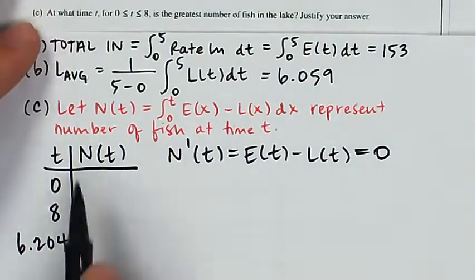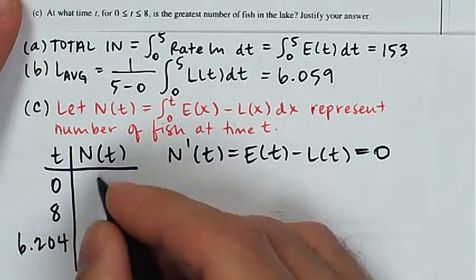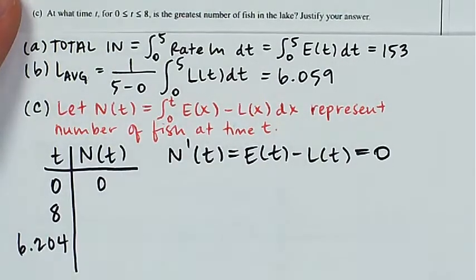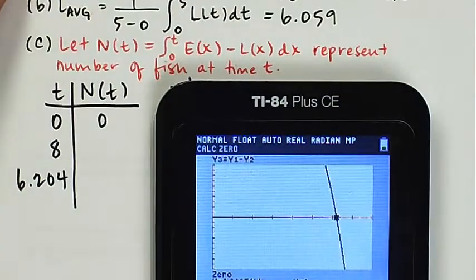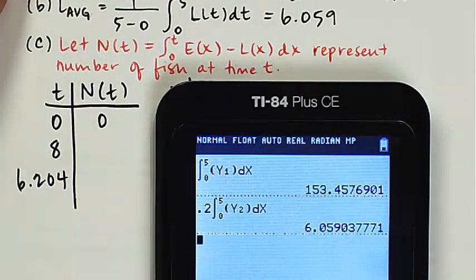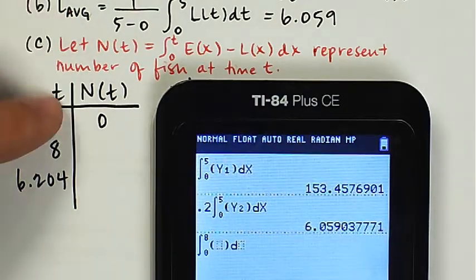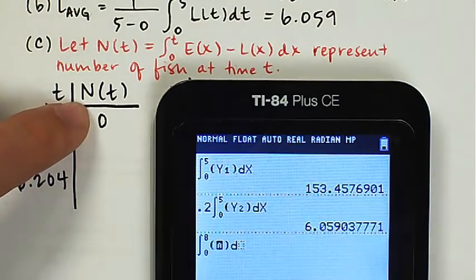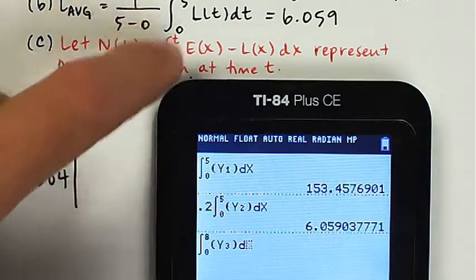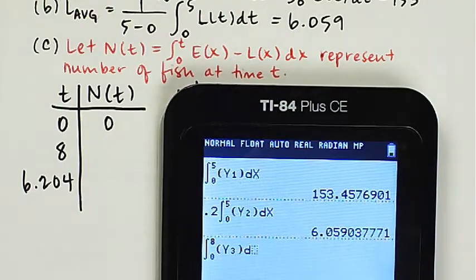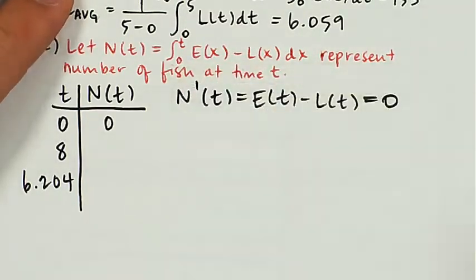Okay. Now I'm going to need to compute n of t for all these. Now, the integral from 0 to 0 of E minus L, I don't even have to know what E minus L is. That's going to be 0. Now I'm going to go over here. And if I'm integrating from 0 to t on E minus L, I'm just going to be integrating y3. So I'm going to say the integral, math 9, from 0 to 8 of y3. So that's what y3 is, rate in minus rate out. E minus L is rate in minus rate out. Okay, we'll let that happen. 0.920.